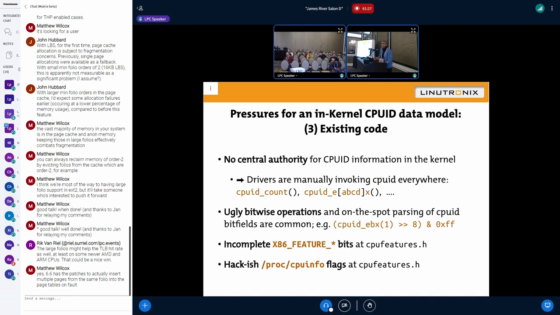There is a lot of ugly bitwise handling in the kernel recently for CPUID data. Sadly, a lot of code does what you see here in orange in the second point, which is just read leaf one, do some bitwise operations, and it's quite ugly.